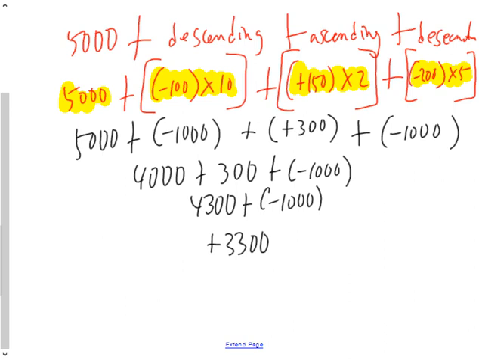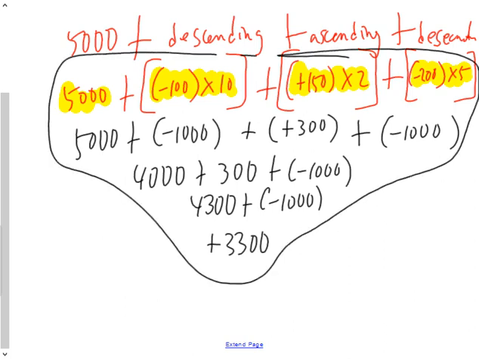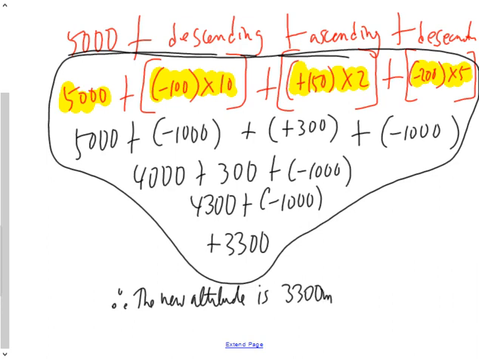So that's the work right here. That is the work you needed to show me to get your full marks. But the last thing you need to do is put a little sentence. Therefore, the new altitude is 3,300 meters above Earth.